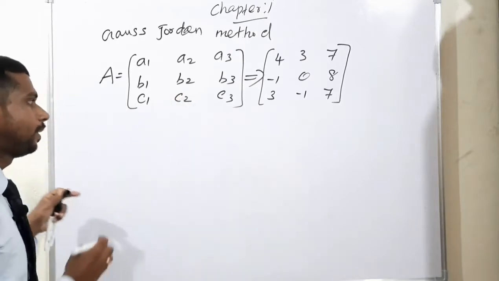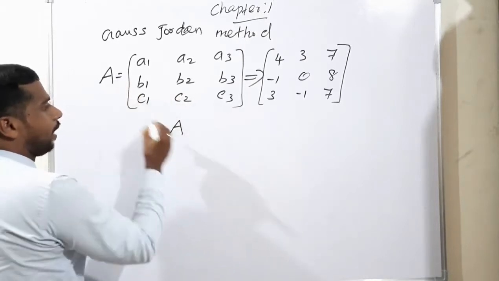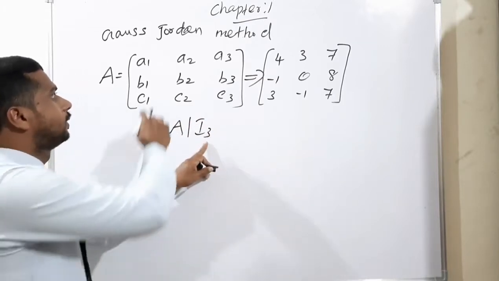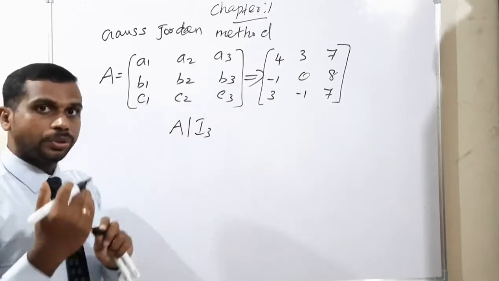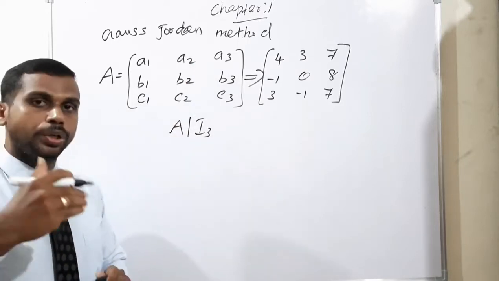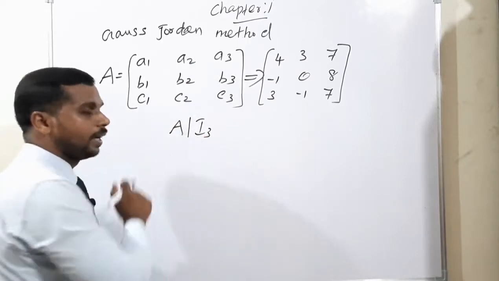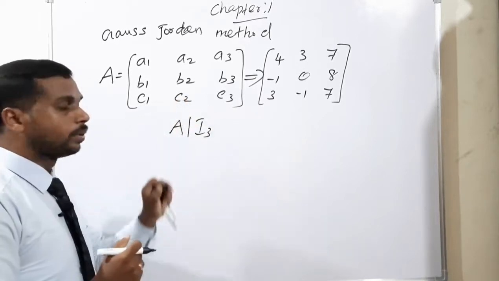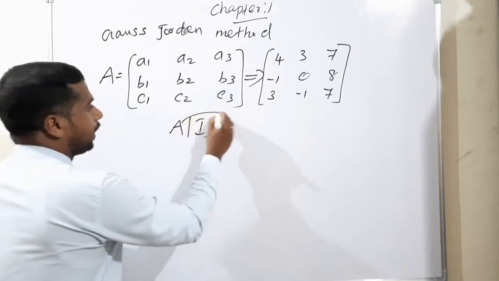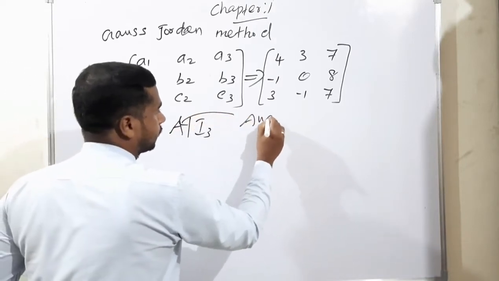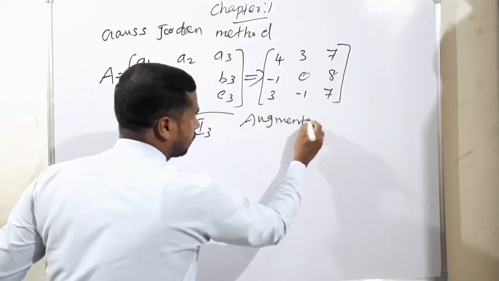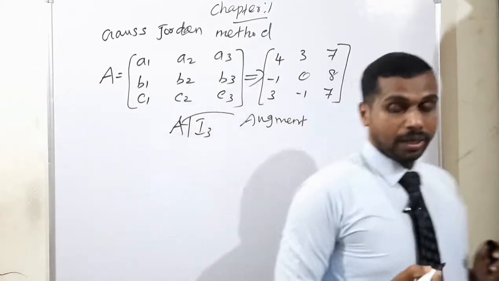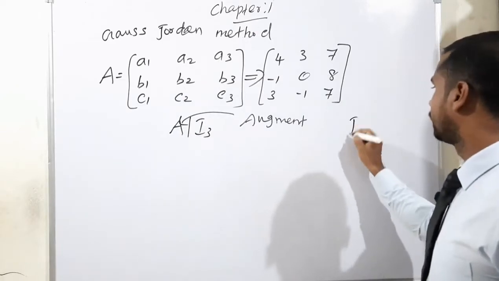A 3 by 3 matrix means the augmented matrix is compared with I3. Why am I writing I3? Because this is a 3 by 3 matrix. According to the question, it sometimes changes. For a 2 by 2 matrix, we have to convert to I2. But here I have taken a 3 by 3, that's why I wrote I3. What is the meaning of A? Augmented matrix.